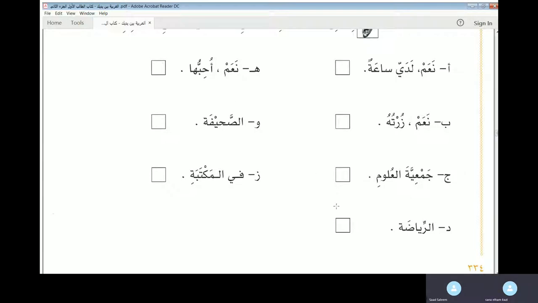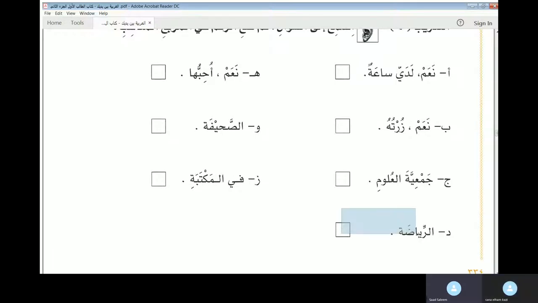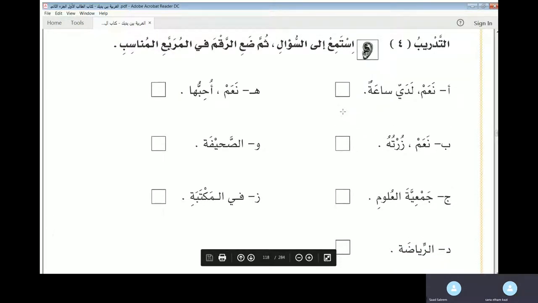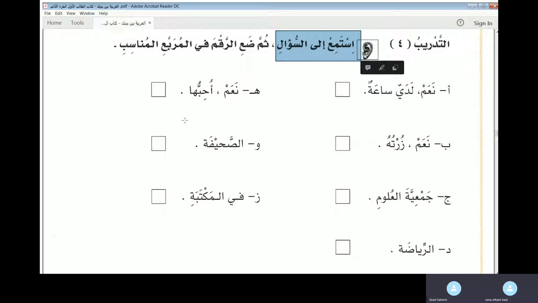As-sahifa, journalism. No, sahifa means newspaper. It is not hobby. Okay. Arriyada. Arriyada, correct. Maza takrao? ماذا تقرأ؟ What are you reading? الصحيفة. الصحيفة. Okay, correct. Wow.